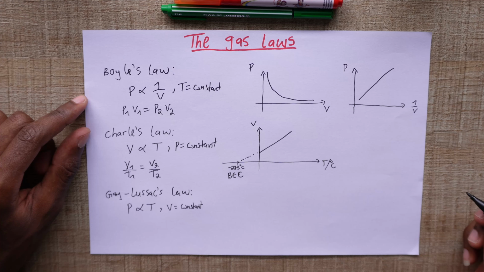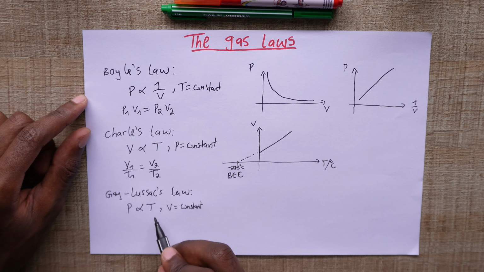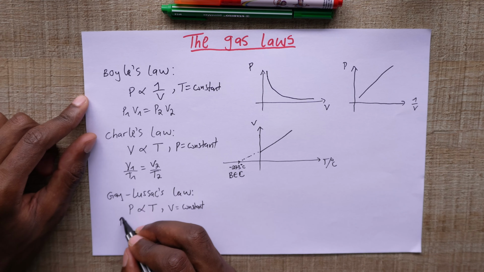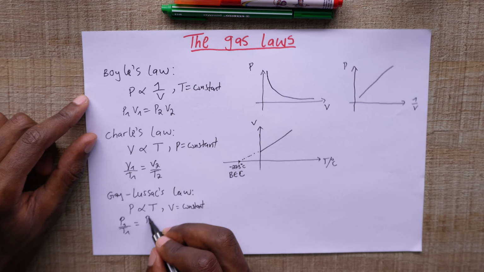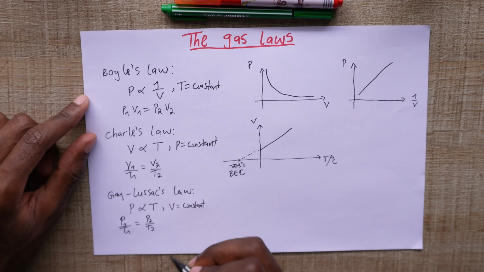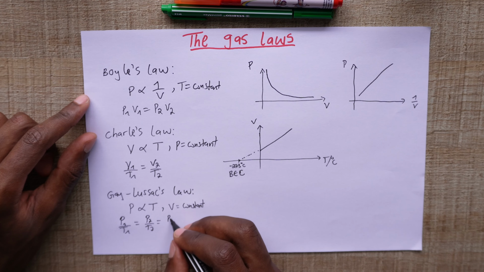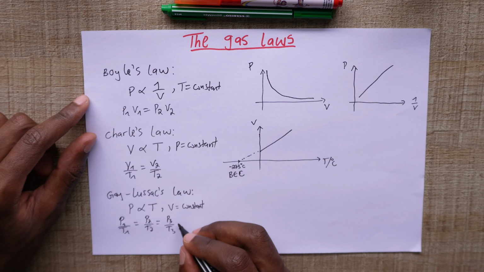Again, here, if we are, let's say, measuring the pressure and the temperature of a gas at two different states, then they are related via this relationship. So P1 over T1 should be equal to P2 over T2. If there's a third state, then it should be equal to P3 over T3 and so on.